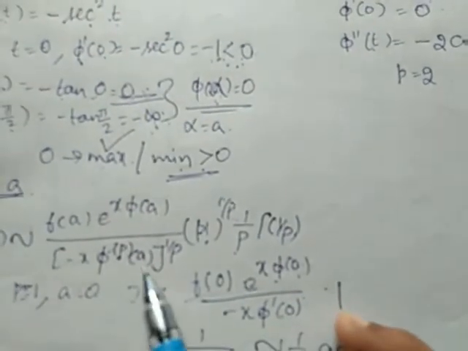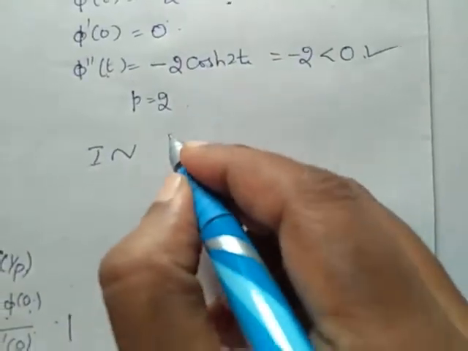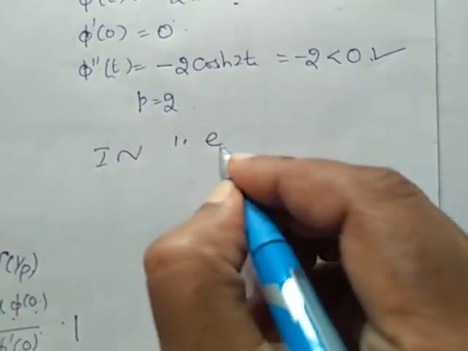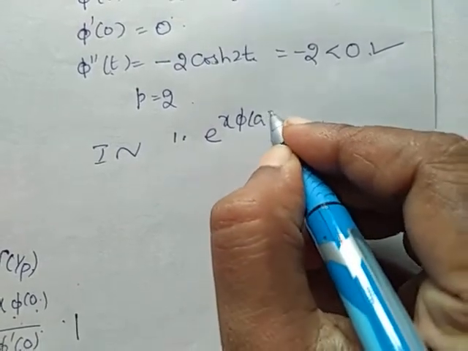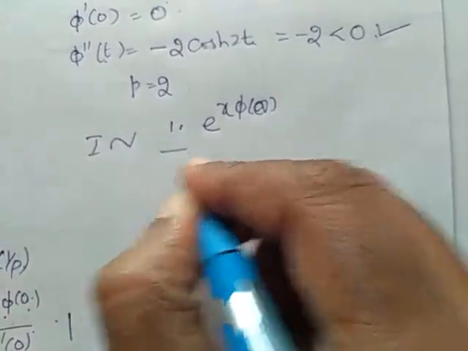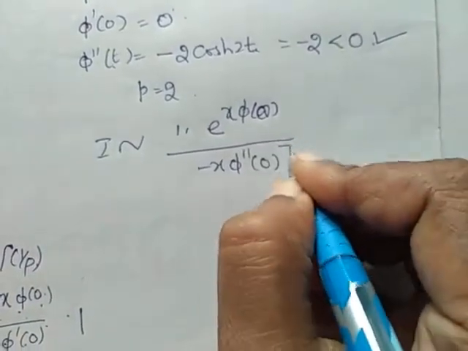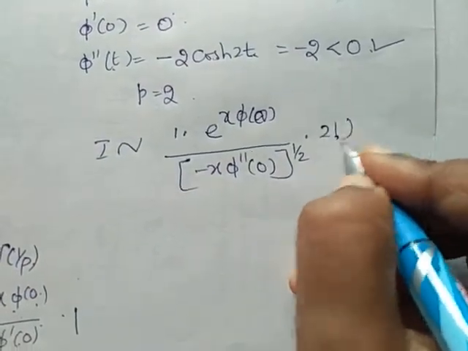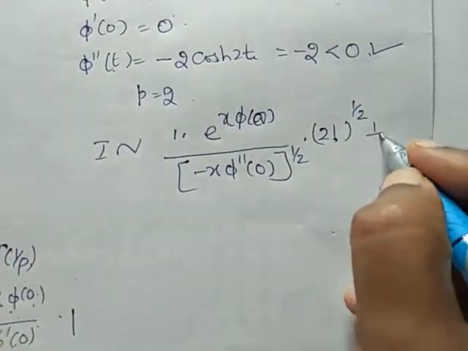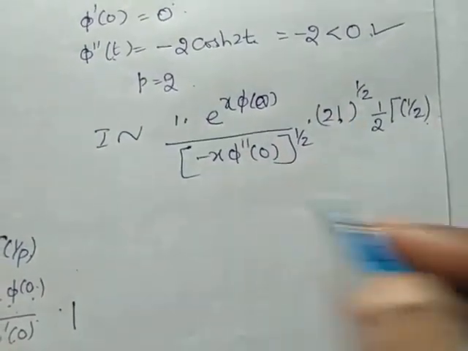So, if we substitute p is equal to 2, what we will get? I is asymptotic to. Again, f of t is 1. I will write as it is. E power x phi of a, a is 0, phi of 0 divided by minus x phi double dash of 0 to the power 1 by 2 into 2 factorial to the power 1 by 2, 1 by p gamma of 1 by p. We have to simplify this.